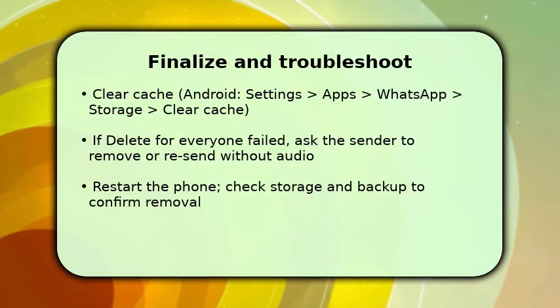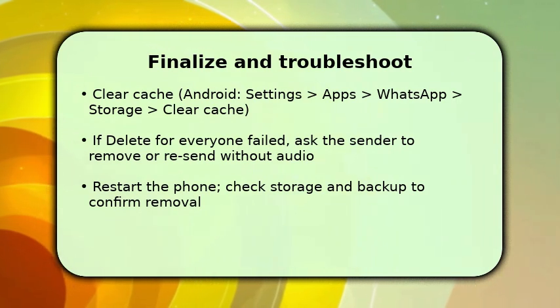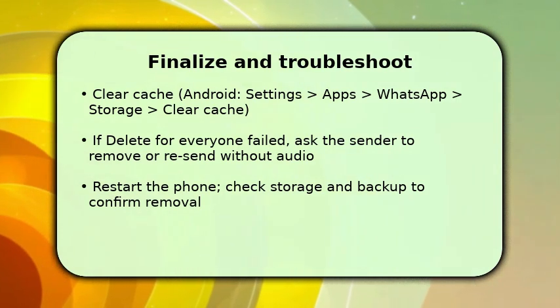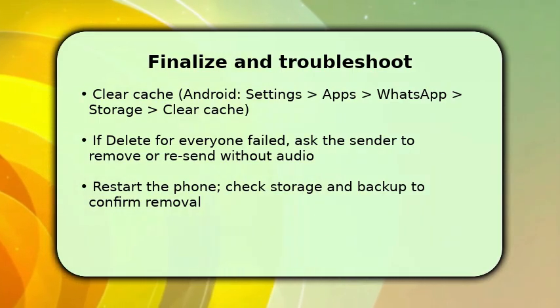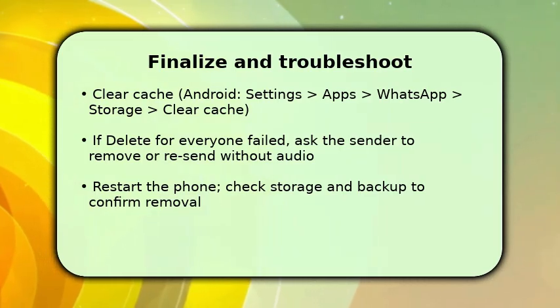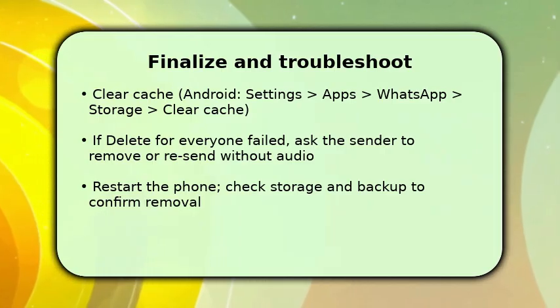To finish, clear the app cache and restart WhatsApp so storage updates reflect the deletions. This frees space and finalizes changes. If delete for everyone failed because of time limits or version mismatch, communicate with the other party and request they delete on their side or resend text instead.